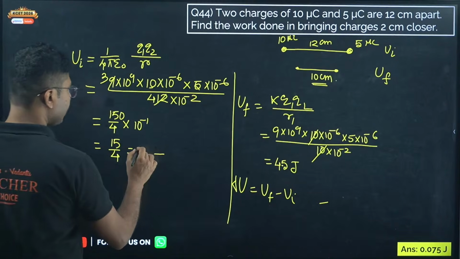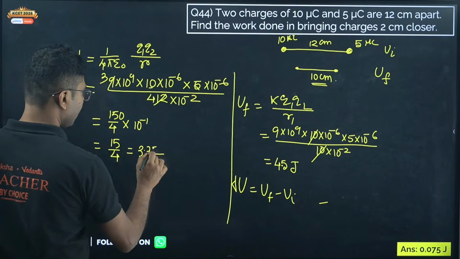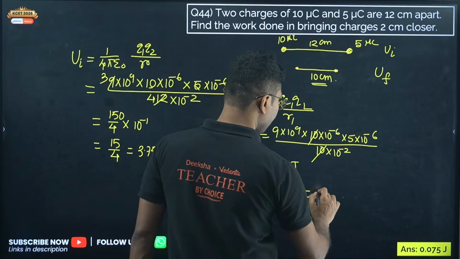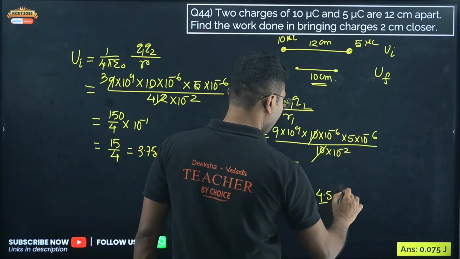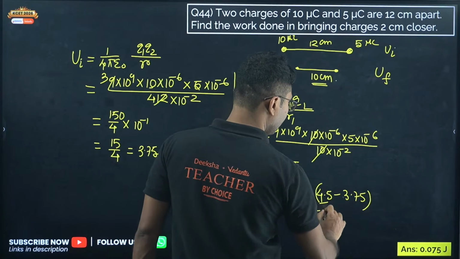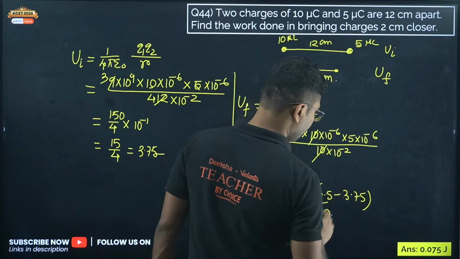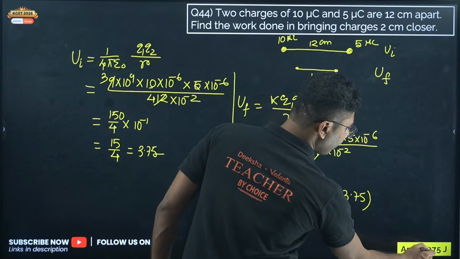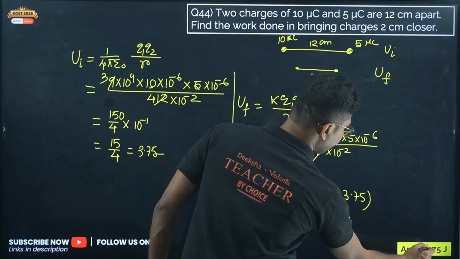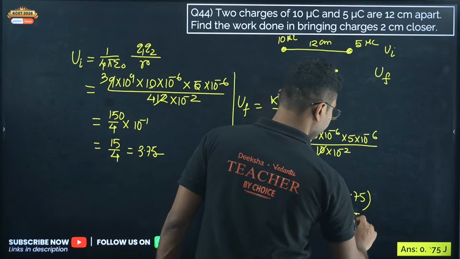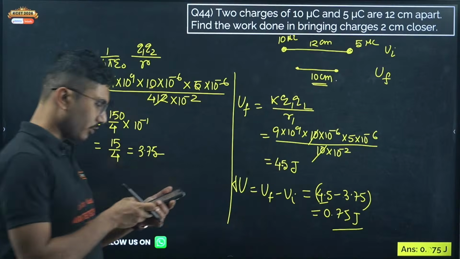3.75. So the difference in potential energy is 4.5 minus 3.75, which will be 0.75. This is not 0.075, this will be 0.75 only. 0.75 joules. Unit is very, very important.